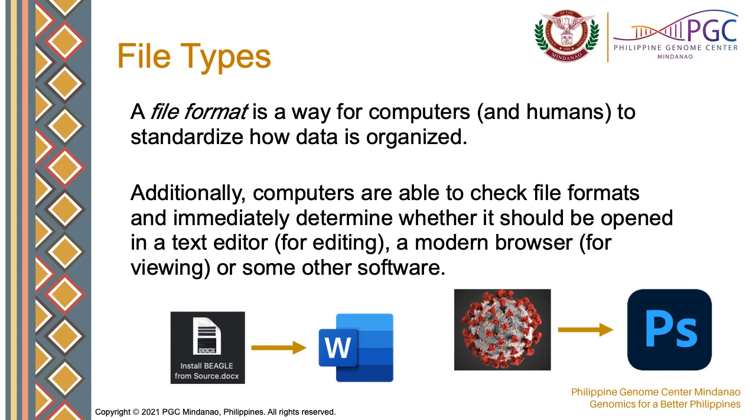A file format is a way for computers and humans to standardize how data is organized. Additionally, computers can check file formats and immediately determine whether it should be opened in a text editor, a browser, or some other specialized software.